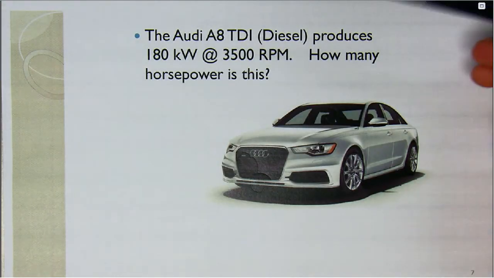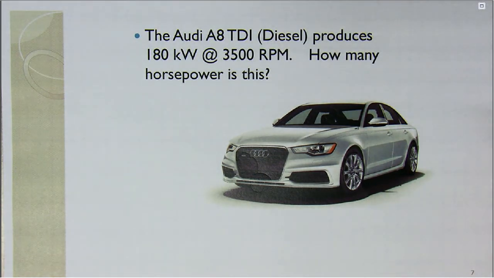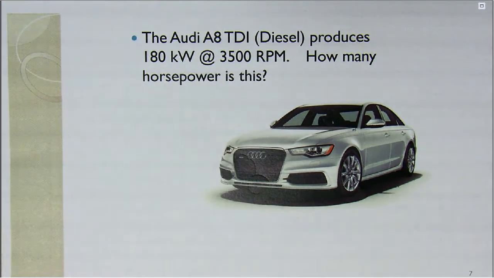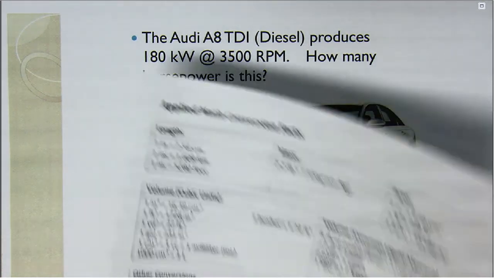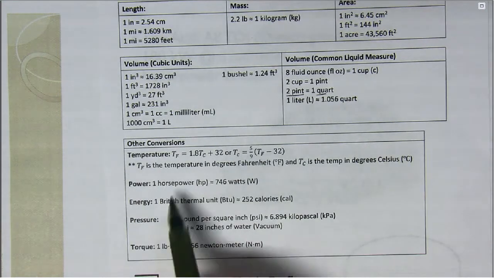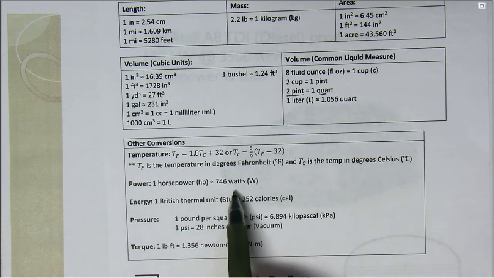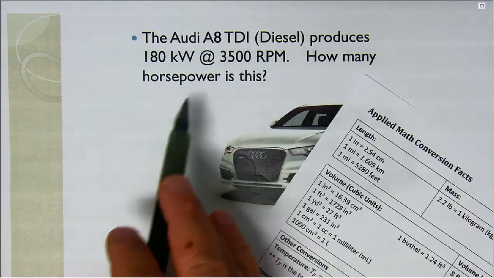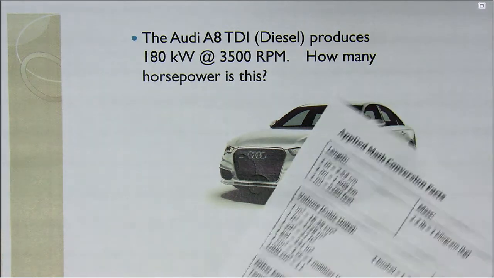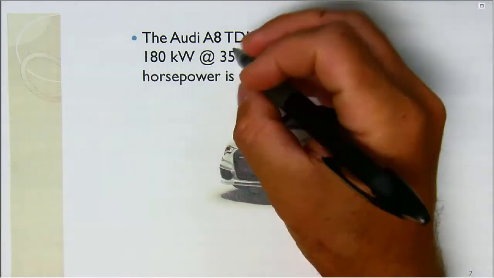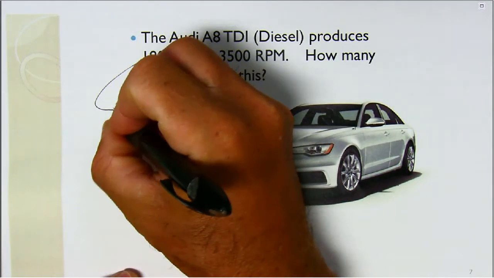Okay, the Audi A8 produces 180 kilowatts at 3,500 RPM. How many horsepower is this? Well, in Europe that would be advertised as 180 kilowatts, but for the American market we would want to know how many horsepower that is. So we have a conversion fact, but it's not quite what we need. We know that 1 horsepower is 746 watts, but we don't have watts, we have kilowatts.